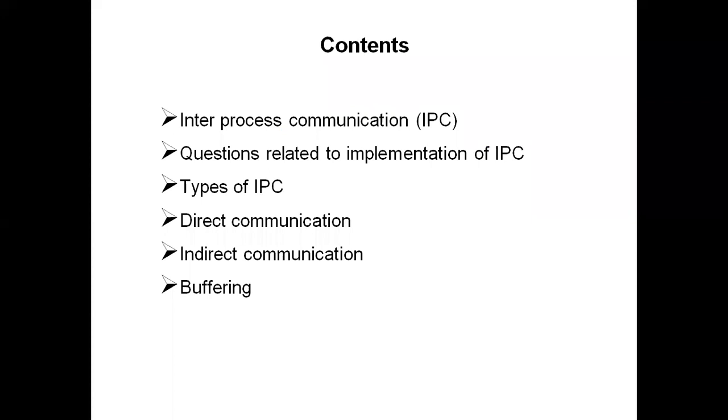So the contents to be discussed today will be what an inter-process communication is, and then we'll be taking some questions which are related to implementation of IPC, which need to be answered before implementing any inter-process communication. And then we'll discuss the two types of inter-process communication, that is direct communication and indirect communication. And then we'll be discussing a special construct of IPC, that is buffering.